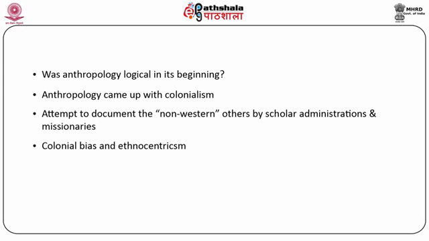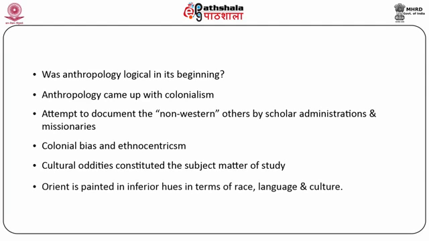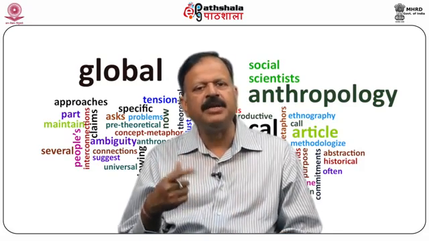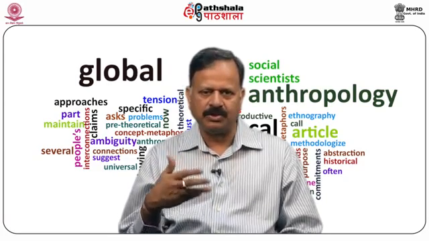During this time, they were mainly practicing a kind of intellectual exercise where cultural oddities, things strikingly different in non-Western cultures, like headhunting, cannibalism, polyandry, dormitories, and sexual laxity of the local communities, were emphasized in such a manner that they looked different from Western culture. In terms of race, language, and culture, the Orient or the non-Western other is painted in an inferior color. And this was the kind of monographs or studies which anthropology witnessed in the beginning.